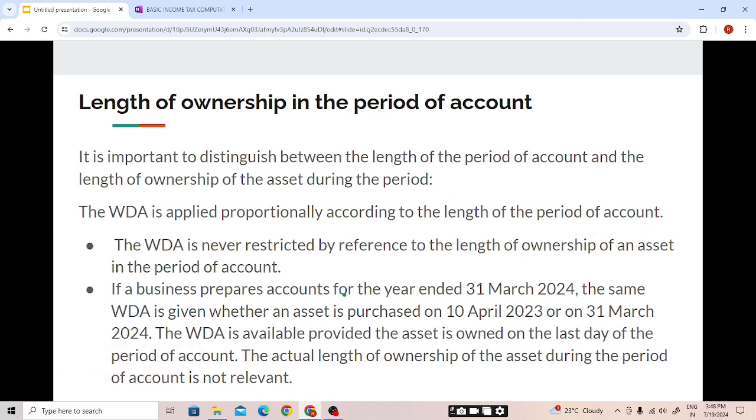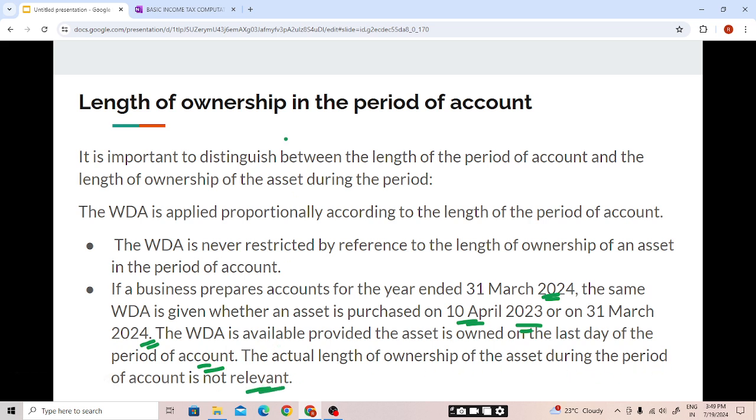If a business prepares accounts for the year ended 31st March 2024, the same WDA is given whether an asset is purchased on 10th April 2023 or on 31st March 2024. The WDA is available provided the asset is owned on the last day of the period of account. The actual length of ownership of the asset during the period of account is not relevant.